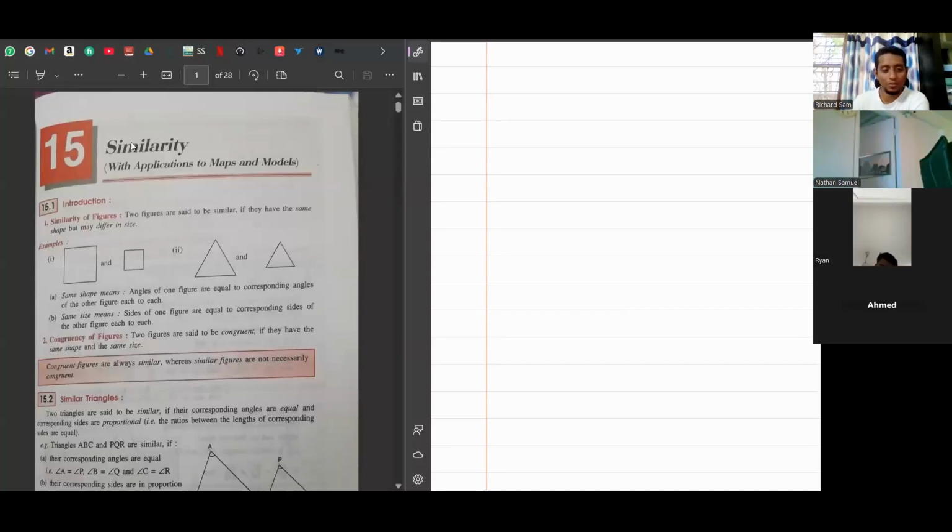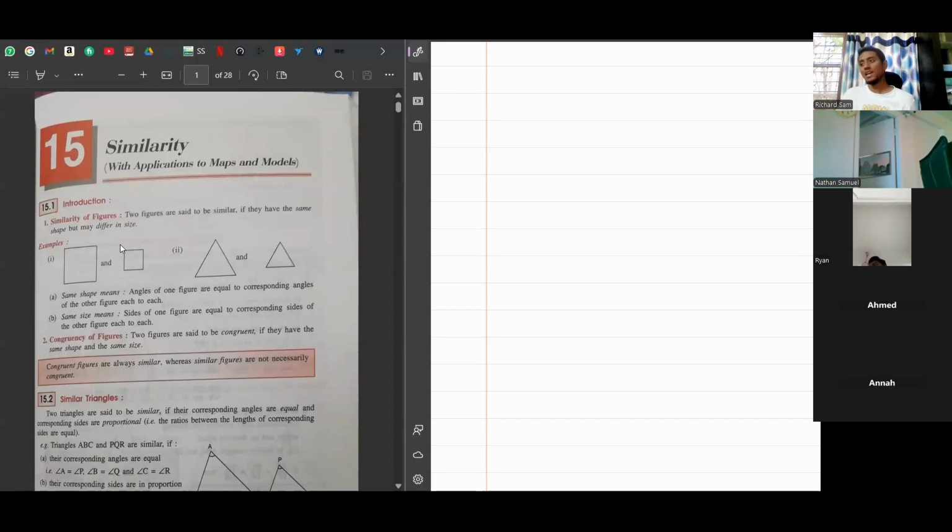Okay, we'll do this chapter, similarity, from the beginning. So last year you had this chapter called congruency. And when you say two shapes are congruent, what does it mean? It means they are same in shape and size. Okay, they look exactly the same. Their shape is the same and their size is also the same.